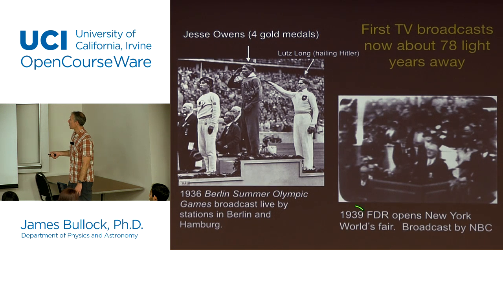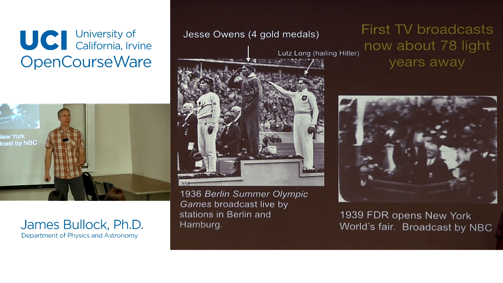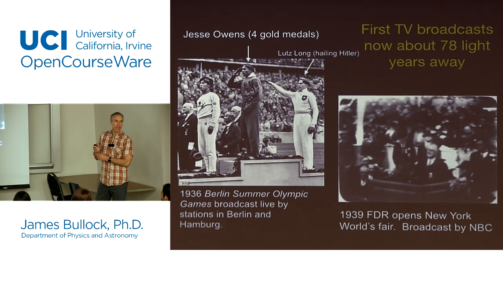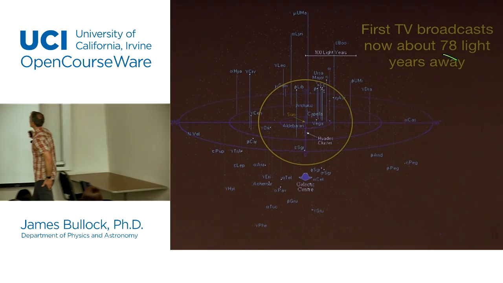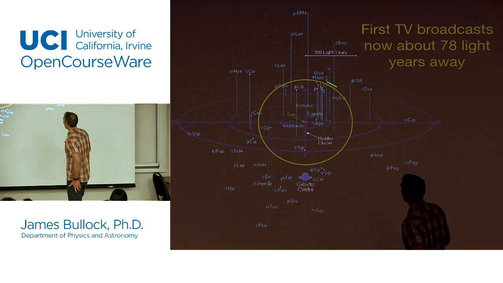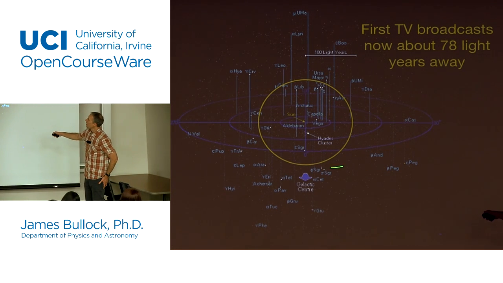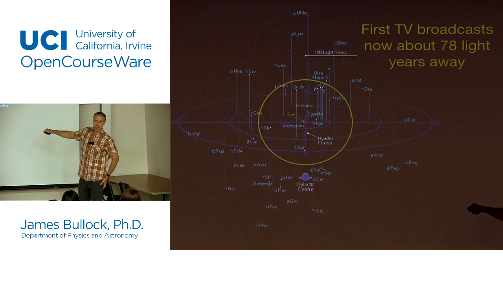In 1939, not too long after that, FDR did the first TV broadcast from a US president. So this was the era where things were first being broadcast. That's about 70 or 80 light years away. I think I did the math slightly wrong, but 80 light years away. And so that's where we are. Stars within this sphere would be getting signals from us now.